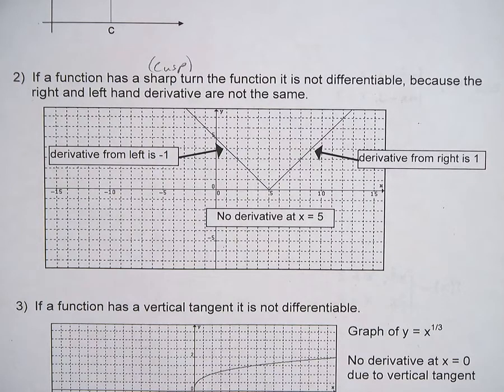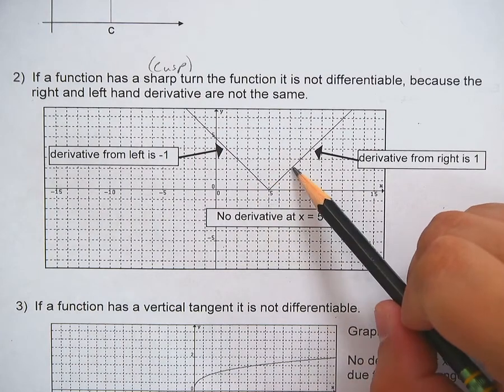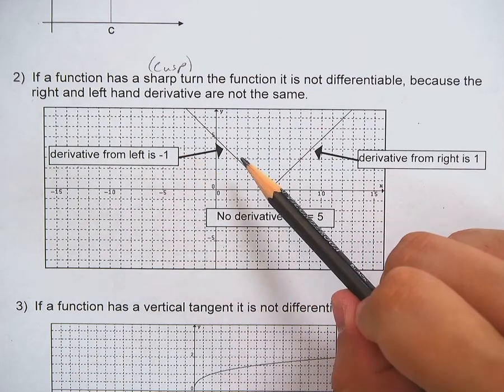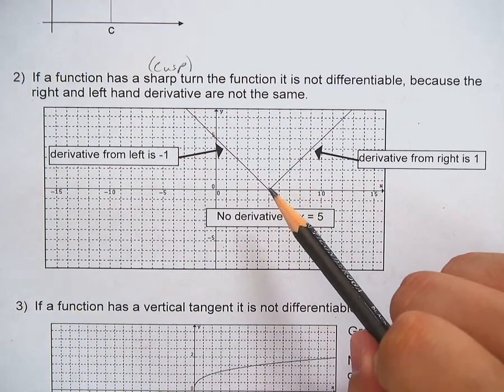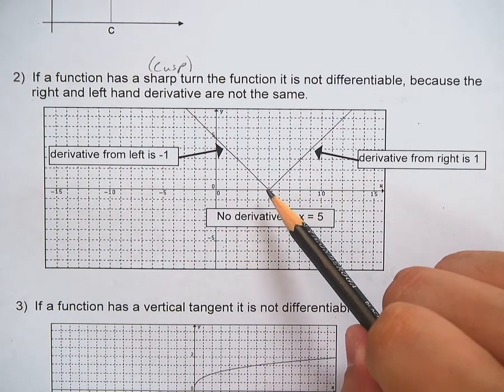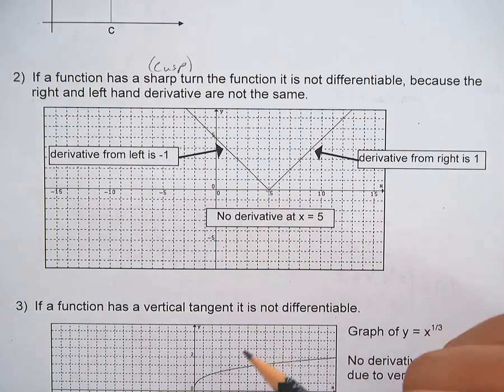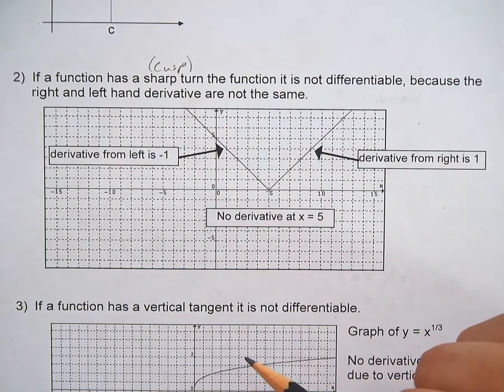Remember that the derivative is the limit of the slope function, right? It's the limit of the rate of change. Well, if the rate of change on the left is different than the rate of change on the right, then the limits are not going to be the same. See, the derivative on the left is -1 and the derivative on the right is 1. Therefore, there is no derivative at 5. There's no derivative at any sharp points. Okay, so it's got to be smooth and it's got to be continuous.